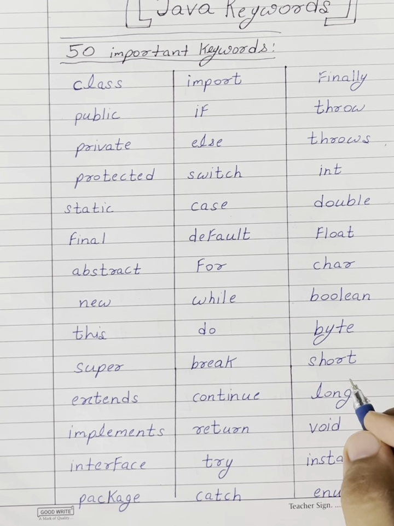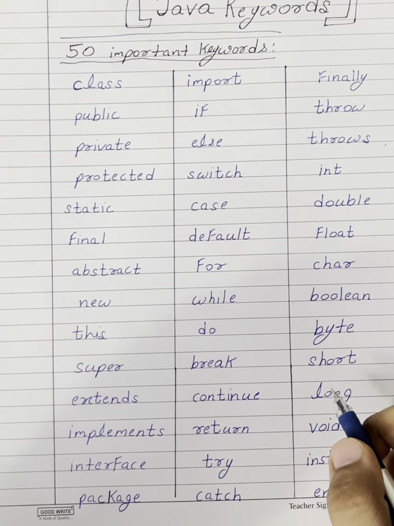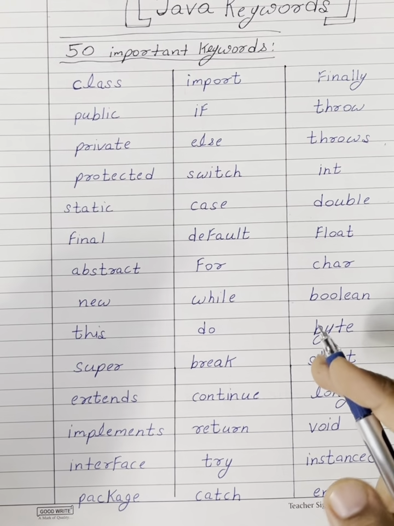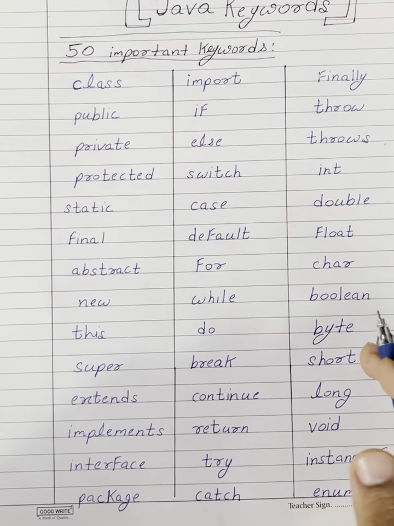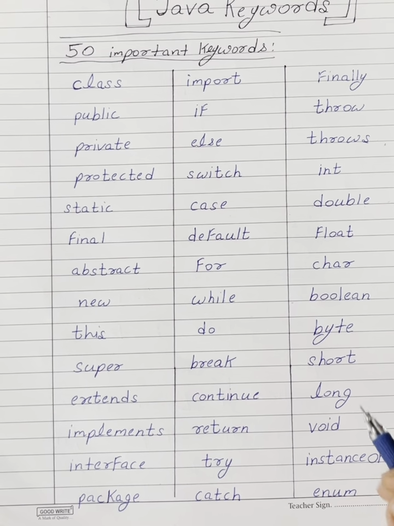And also, multiple catch blocks can be used with a single try block to handle different types of exceptions separately. And this catch keyword plays an important role in building robust, reliable, and user-friendly Java applications. Okay. Next is the finally keyword.